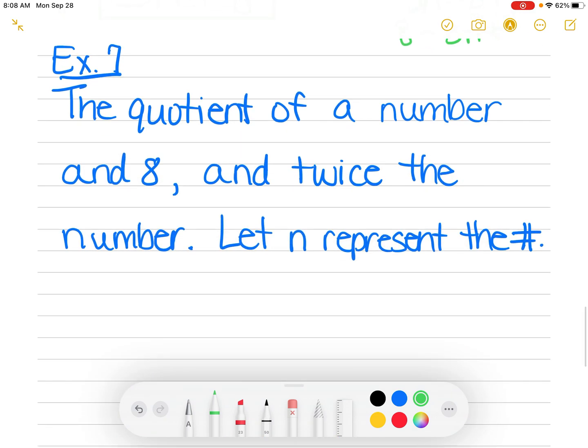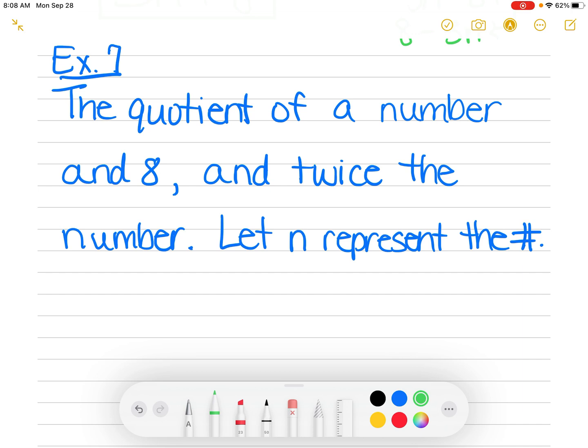Okay, now we're getting over to a little bit harder ones. We actually only have 2 left. So the quotient of a number and 8 and twice the number, let n represent the number. You can try to do this one on your own if you want. It's a little bit harder, so I'm going to go through it with y'all and not actually have you do it on your own. But if you think you know how to do it, then you can hit pause and try it on your own.